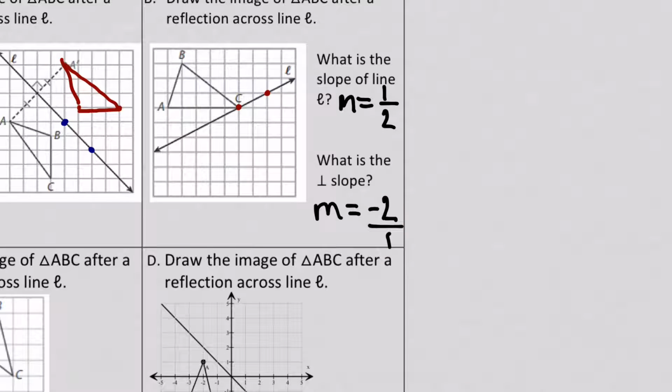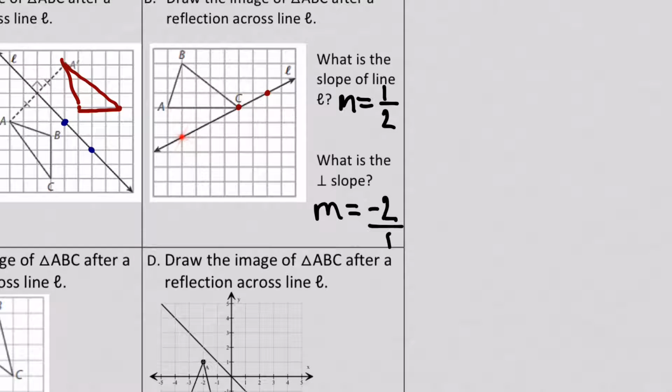Watch. Look at B. Actually, let's do A first because it's much closer and easier. Look at A. I'm going to use this to guide myself. I'm going to go down 2, to the right 1 to figure out where A prime is. Down 2 over 1. That's not A prime, right? That's just the line of reflection. It should land you on the line of reflection, okay?